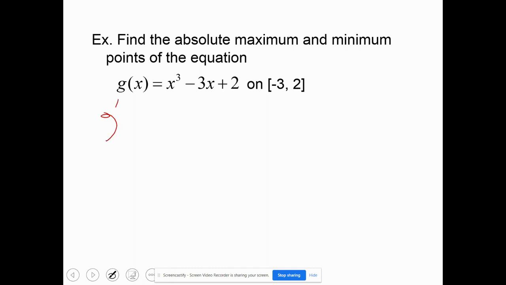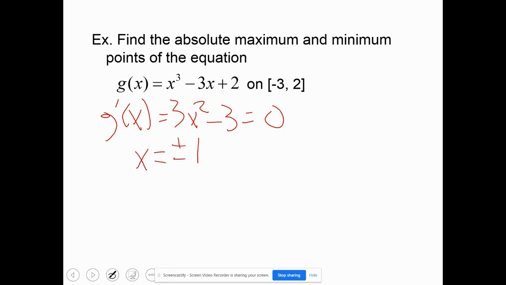Step 1, find our derivative, set it equal to 0, and find out when the slope would be equal to 0. So step 1 is find out when the slope is equal to 0. Now, if you notice, this is the same first equation that we started with yesterday. The derivative is the same. And you might have forgotten, but we ended up with x equals +1 and -1. All right, so there's the first points we need from step 1.